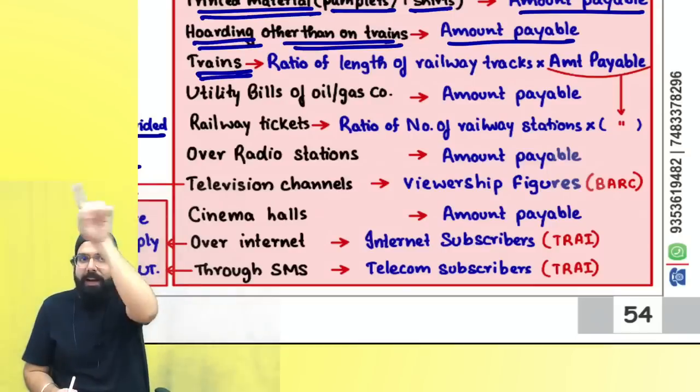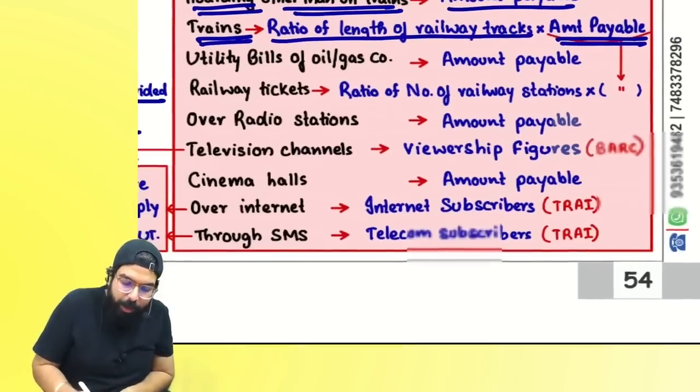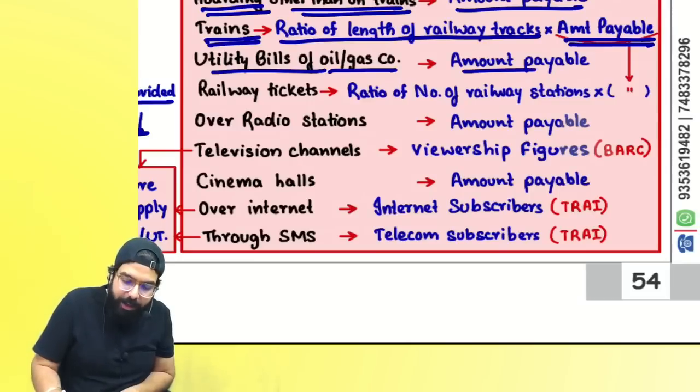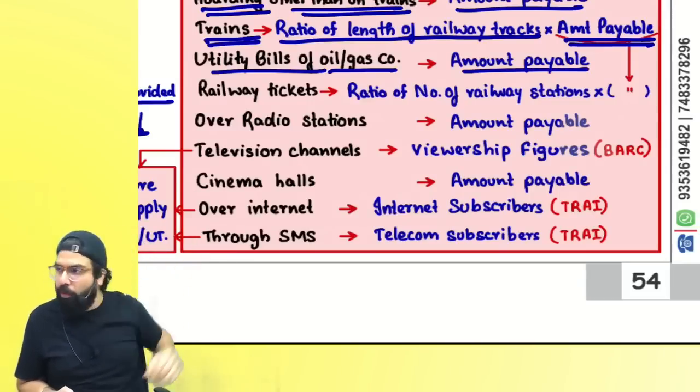Length of the railway track in each state. So the ratio of the length of the railway track multiplied by the amount payable. Utility bill: if I am doing advertisement for the government, then sir, whatever is the amount payable by the government, that is the value of supply by me to the government.